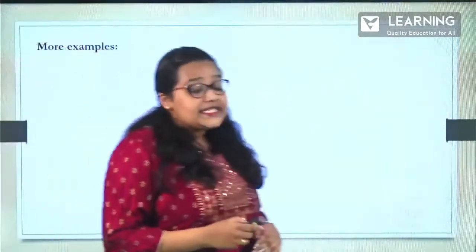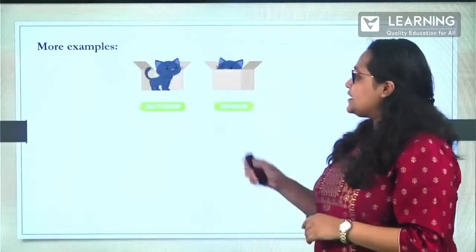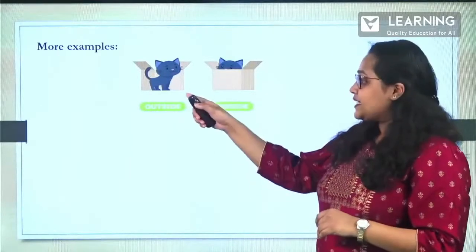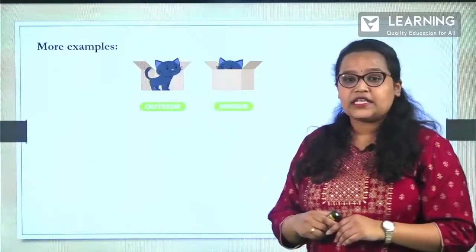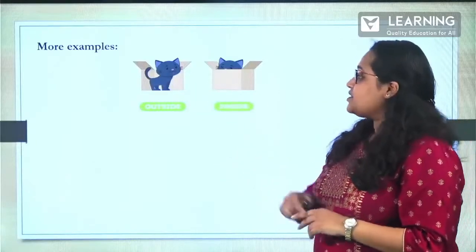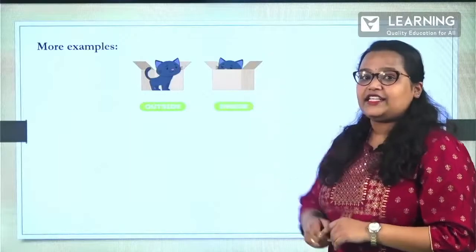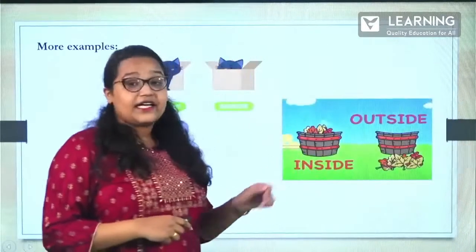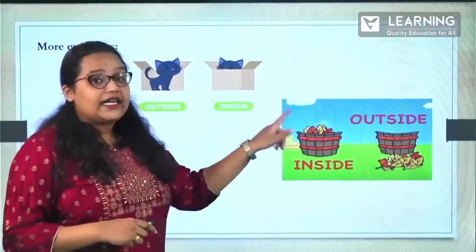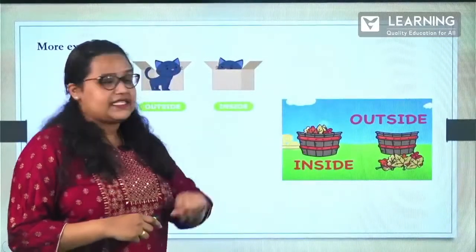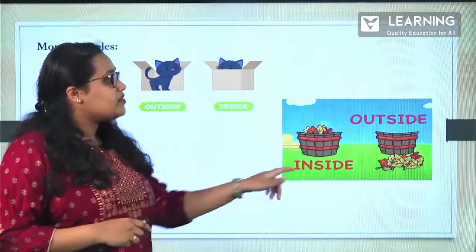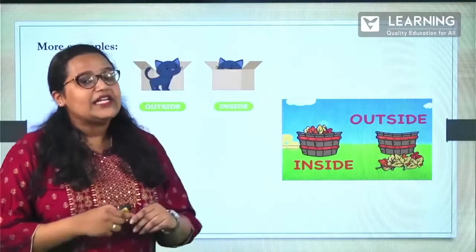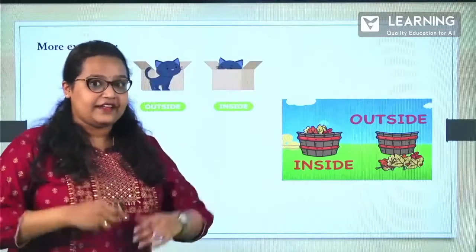Okay. The first example which we are going to discuss is, can you see here? Here the cat is outside the box. In the second picture, the cat is inside the box. We'll see one more example. Here you can see leaves are inside the basket and some leaves are lying outside the basket. This is how we'll tell the difference between inside and outside.